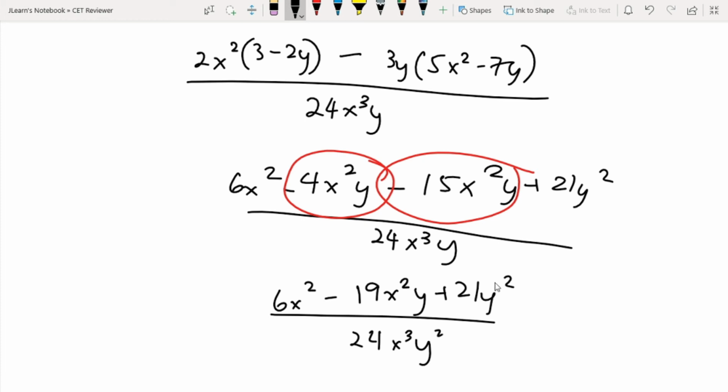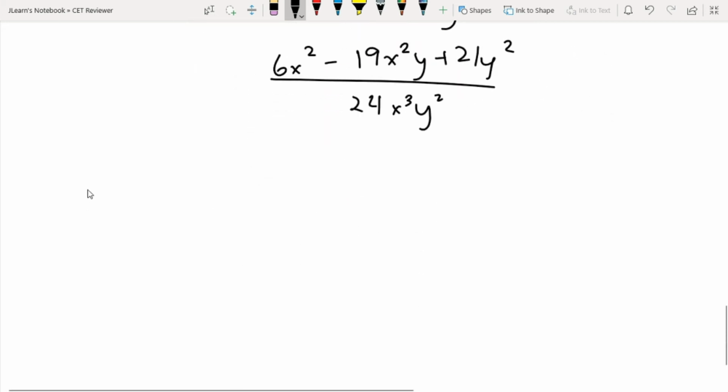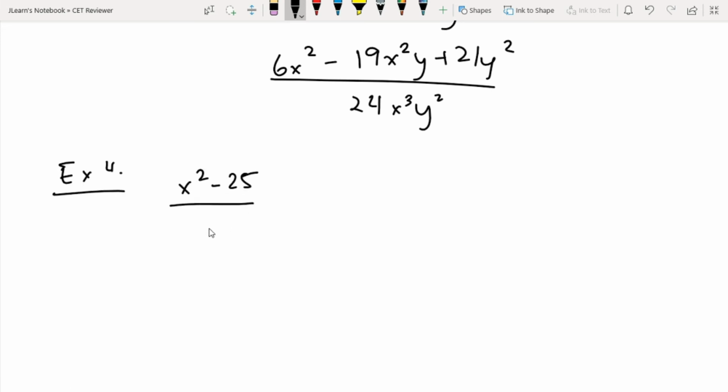Okay, so let's do another example. Let's say you have x squared minus 25 all over xy squared times 2xy all over x squared minus 10x plus 25. Okay? So, ang technique natin dito again is we factor. Okay? So, ano ba mga pwede natin i-factor dito? Yung x squared minus 25, this looks like difference of two squares.